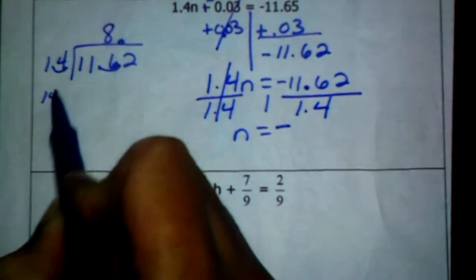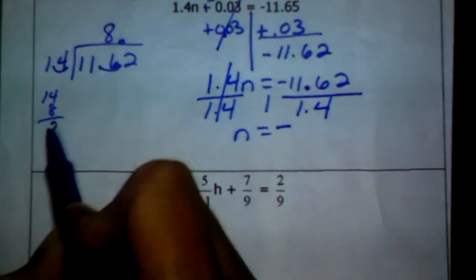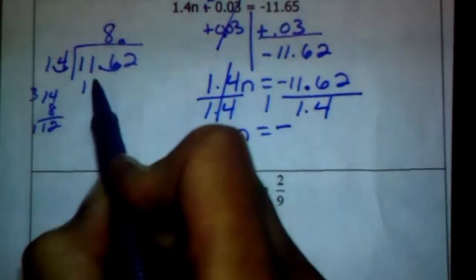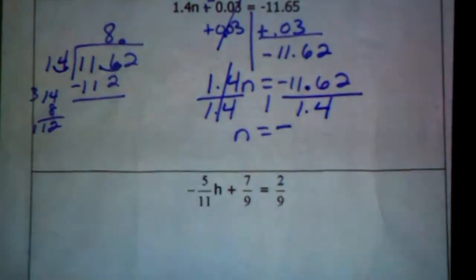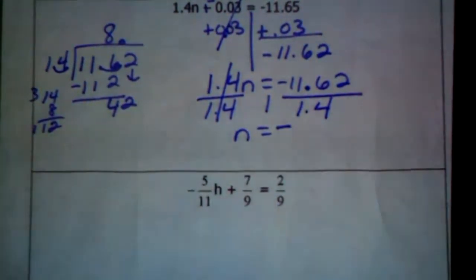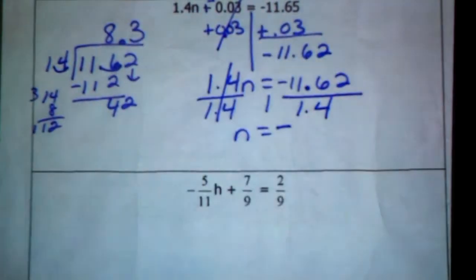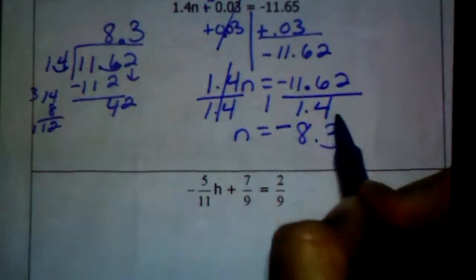I'm going to cheat. I'm going to say, that's 8 times. Let's see what 14 times 8 is. 4 times 8 is 32. That's 112. That's pretty darn close to 116, but not quite. Alright. 116 minus 112 is 4. Bring down the 2. Miraculously, 14 goes into 42 exactly 3 times. So we have negative 8.3.